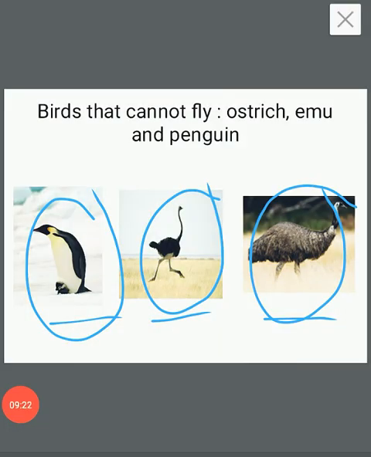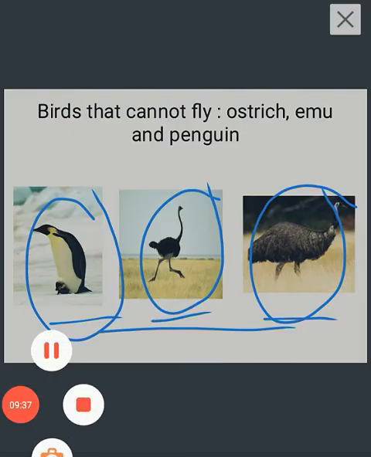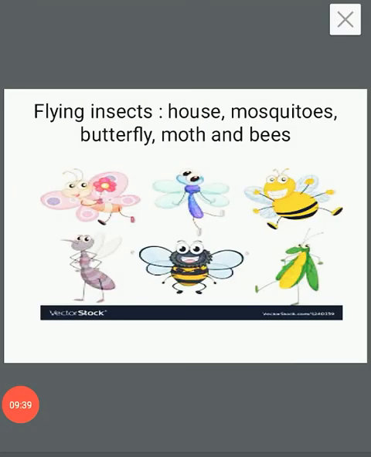Just now we studied that birds need to be small and light weighted so that they can fly, but here these birds are not at all small in size or light weighted. They are heavy in size, that is why they are not able to fly. Now under this, let's talk about flying insects.